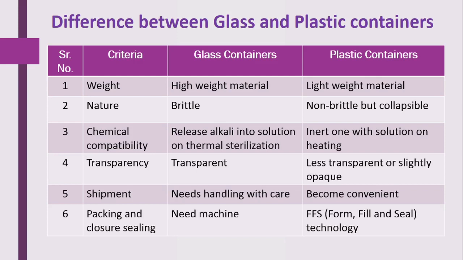Last criteria here, the packaging and closure seal. In the case of a glass container, the closing of the mouth of that container is done with the aid of a machine. But in the case of a plastic container, FFS technology, that is form, fill and seal technology, is used to close or put the closure on the mouth of that particular container. So this is the difference between glass and plastic containers.